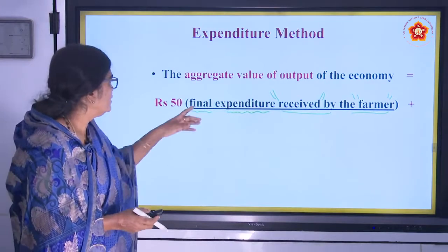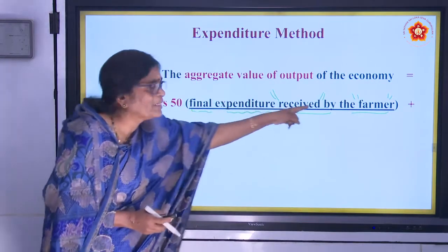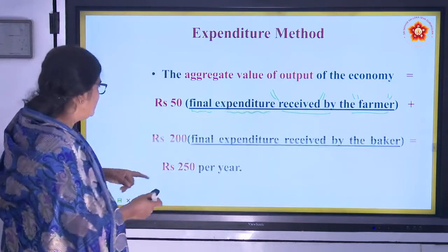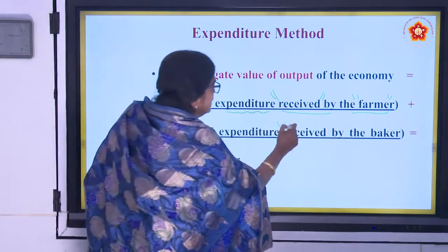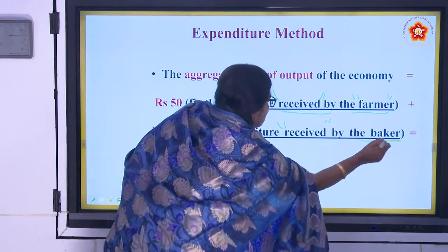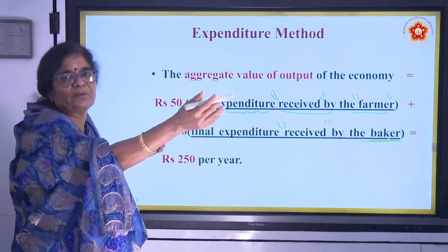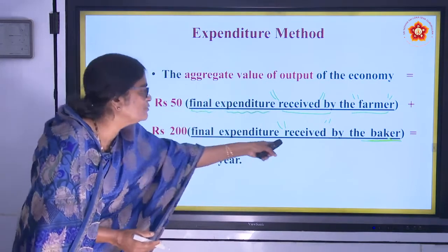Why? This is the expenditure by the baker. The baker's expenditure is received by the farmer. Therefore, rupees 50 plus, then what? Rupees 200. This is the final expenditure received by the baker. Whose expenditure is it? The consumers' expenditure, because the baker is selling from the bakery to all the consumers. Their expenditure is received by the baker.